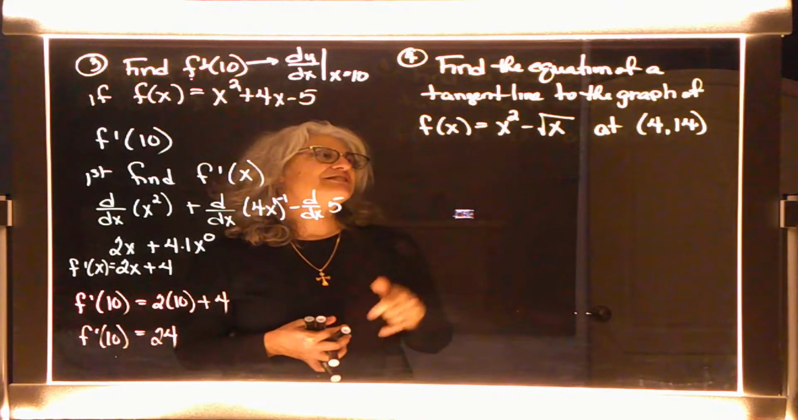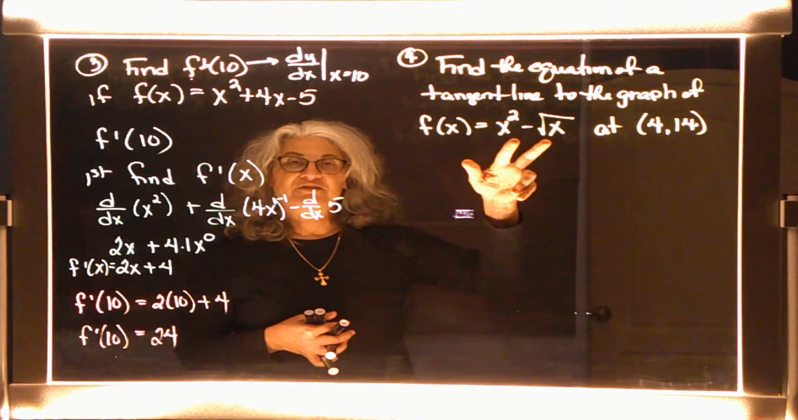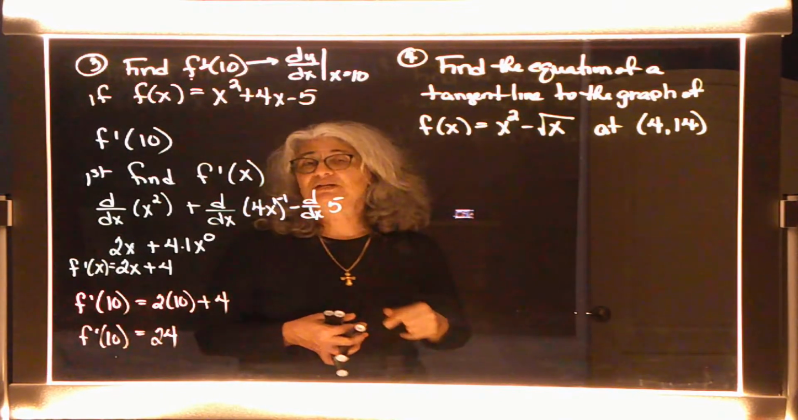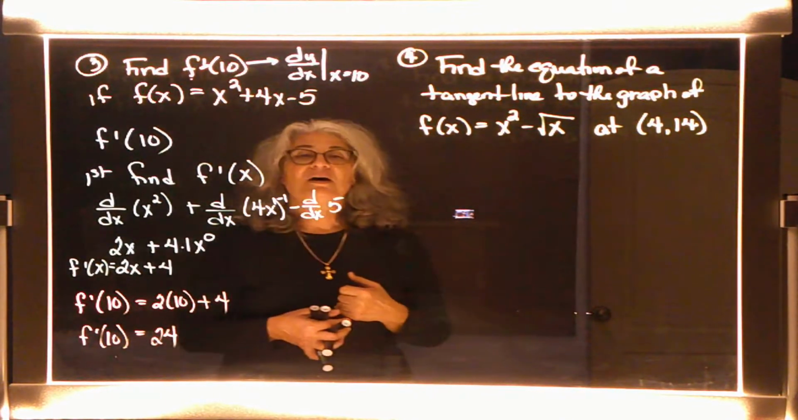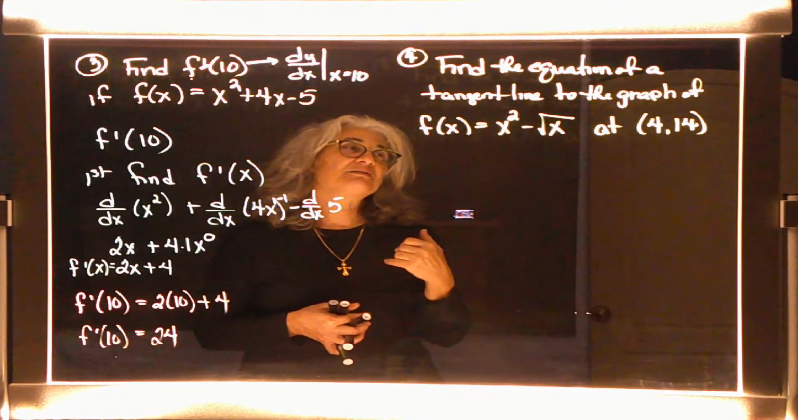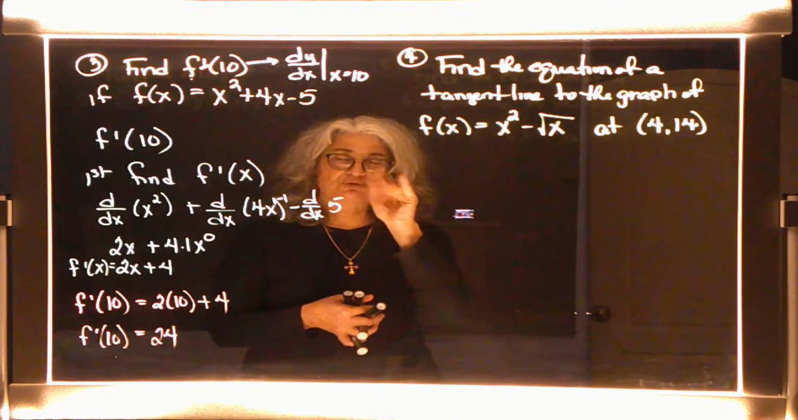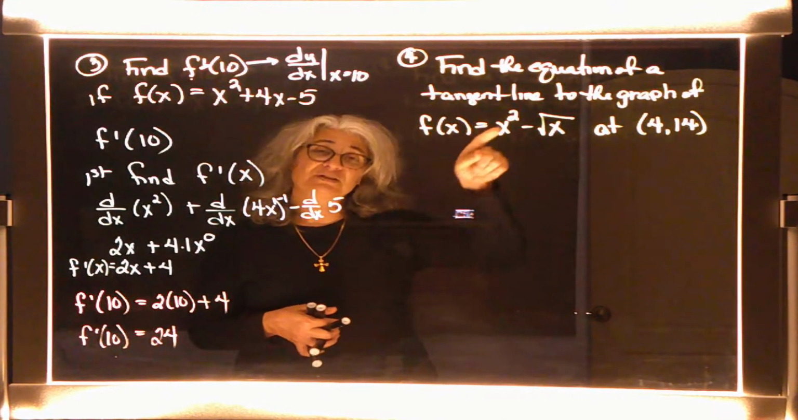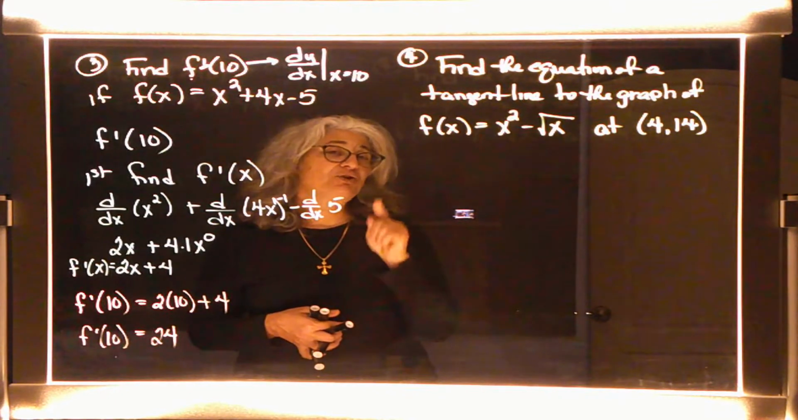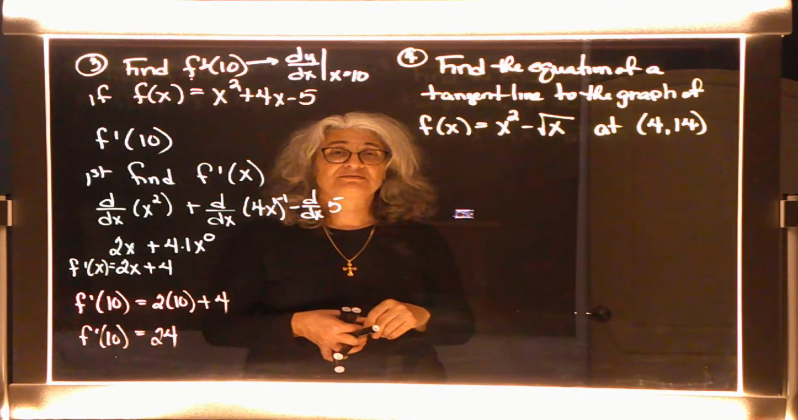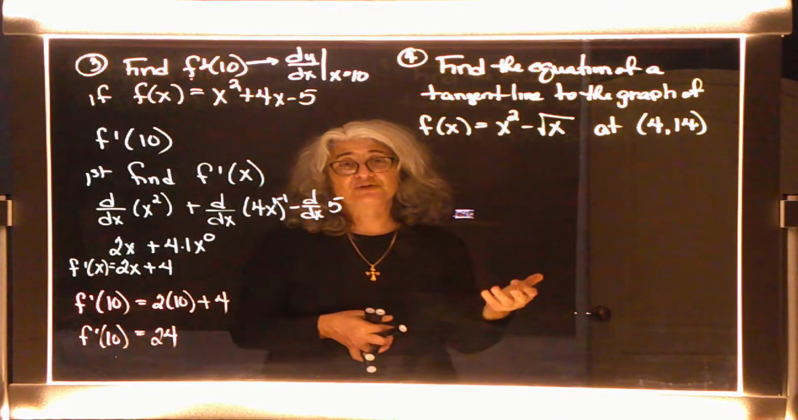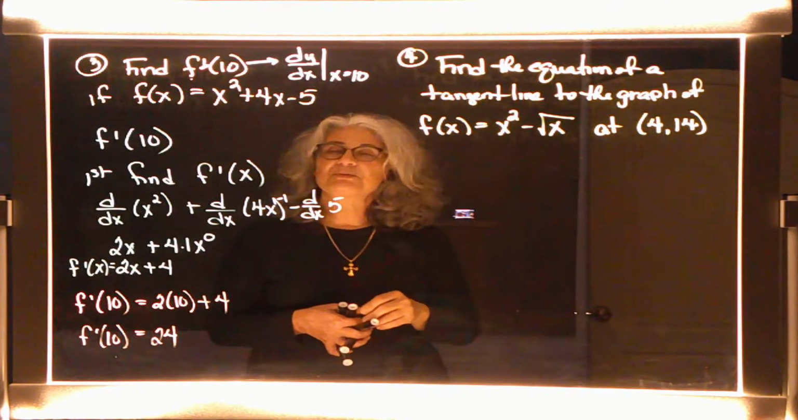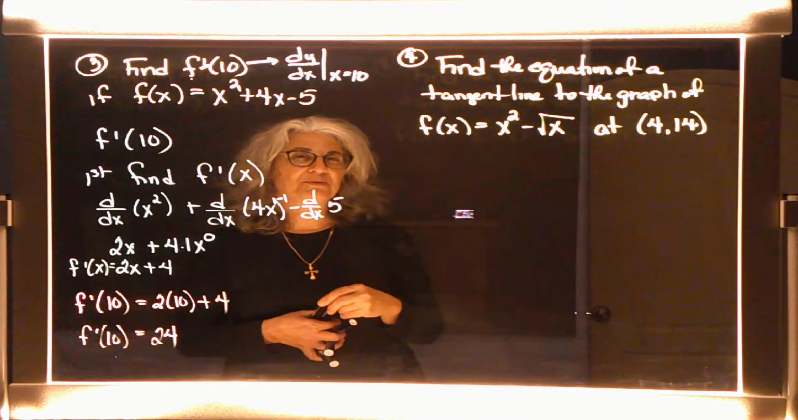Find the equation of a tangent line to the graph of f of x at the point 4, 14. Now we did one of these in a previous lecture. In order to find the equation of a line, you need to know what 2 pieces of information. Yeah, you need to know the slope and you need to know the point. Well, you've got a point, but do you know the slope? Nope. What do you have to do to find the slope?